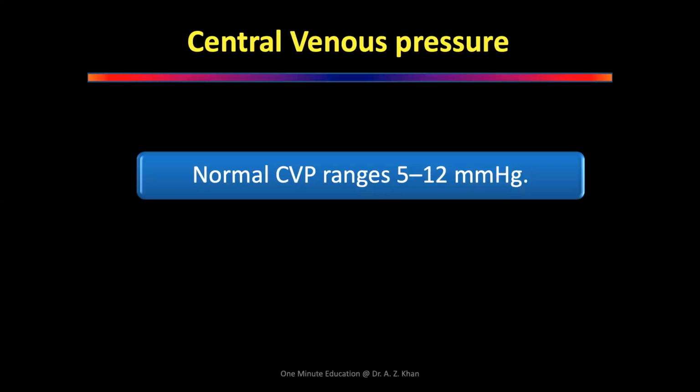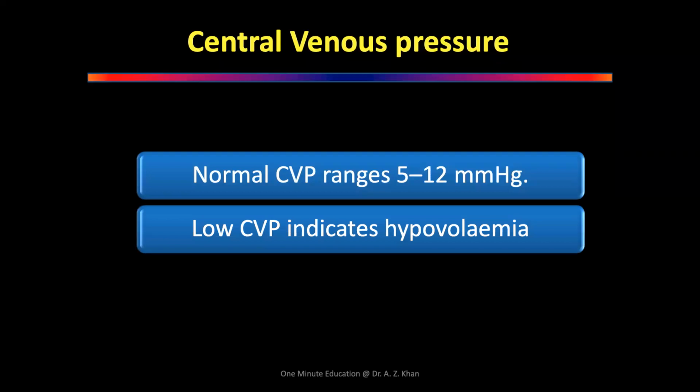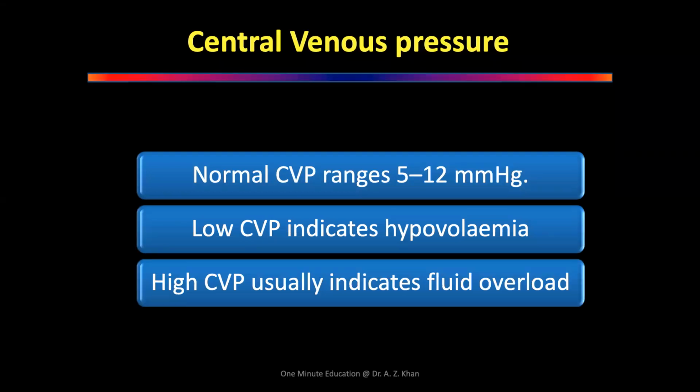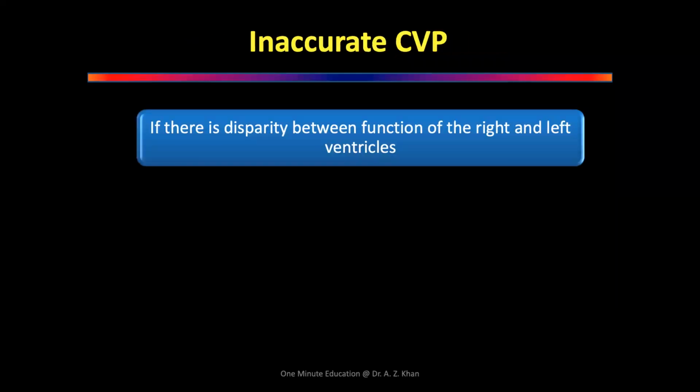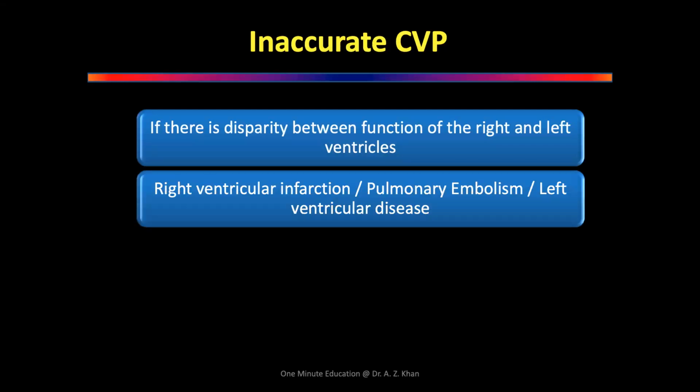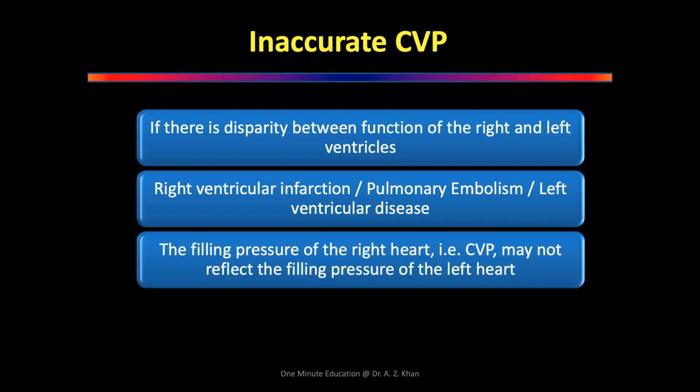So normal central venous pressure is 5 to 12 millimeters of mercury. A low CVP indicates hypovolemia and a high CVP indicates fluid overload. Inaccurate CVP can be seen when there's disparity between the functions of the right and the left ventricle, in right ventricular infarction, in pulmonary embolism, in left ventricular disease. So the filling pressure of the right heart may not reflect the filling pressure of the left heart.